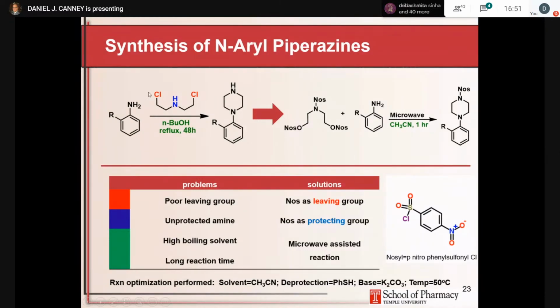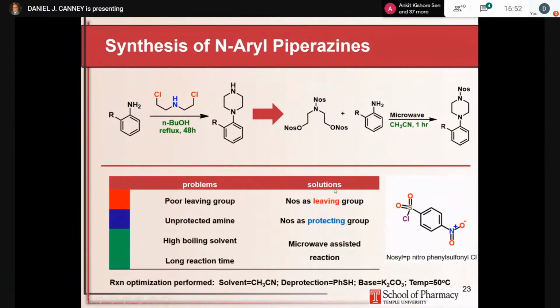So in this current process that he had been using, he thought, well, we have poor leaving groups, right? These chlorides, they're leaving groups, but they're not the best leaving groups. You have an unprotected amine that can cause mischief that you probably want to avoid. You have a high boiling solvent, which again can cause issues. And on top of that, you have a long reaction time. So there's lots of factors that are leading to these poor yields in that reaction. Rong's solution was to use a benzyl protecting group on both the alcohols and the amine.